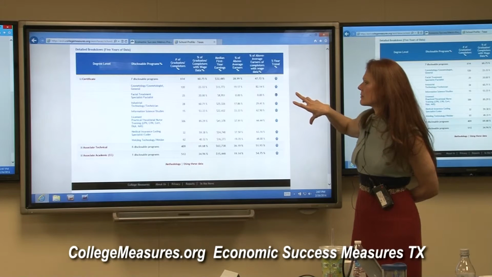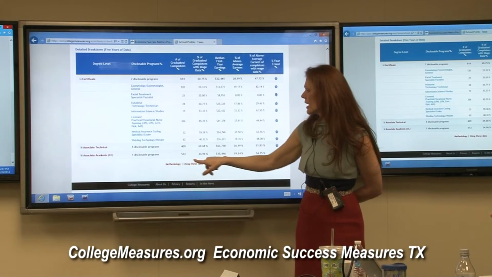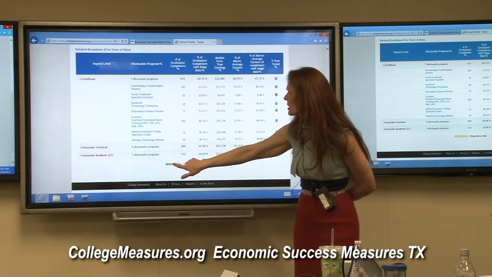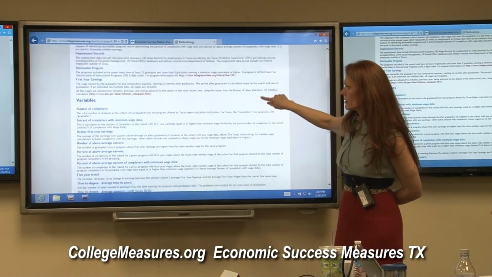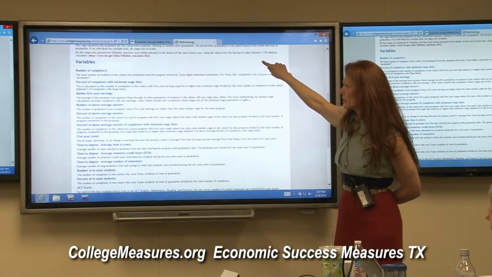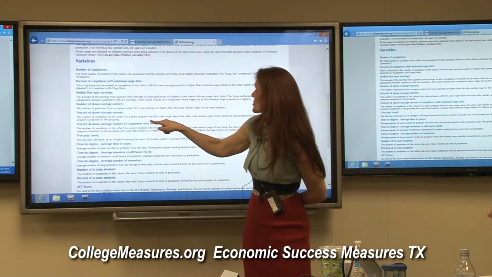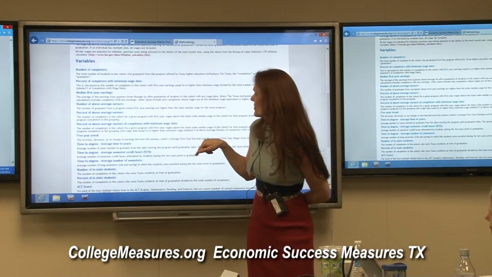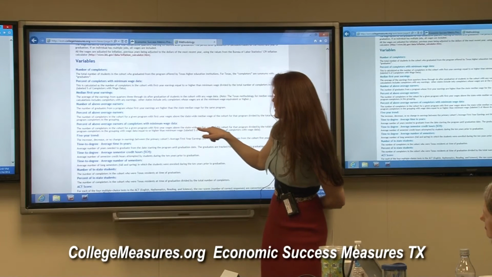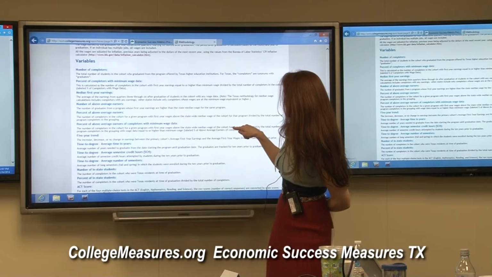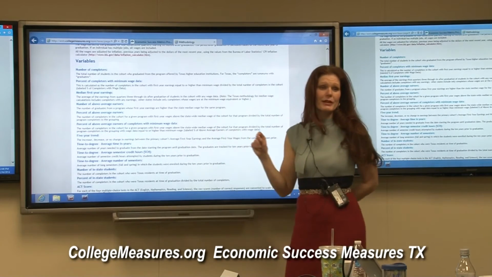The data can seem complicated. There is a place here where you can go into the methodology and using these data, which will give you more information. Again, this gives you all of the detailed information. So the percentage of above average earners of completers with minimum wage data. So the number of completers in a cohort in the program divided by the total of program completers in the group. Anyway, it can be complicated.